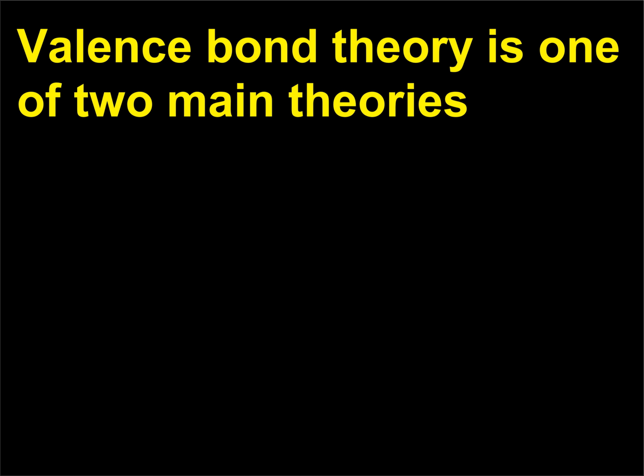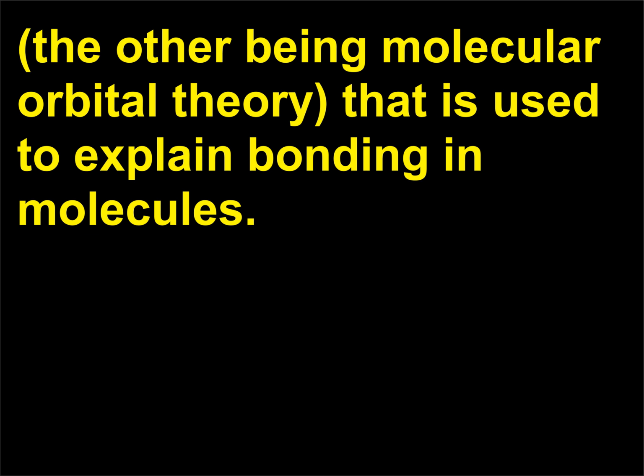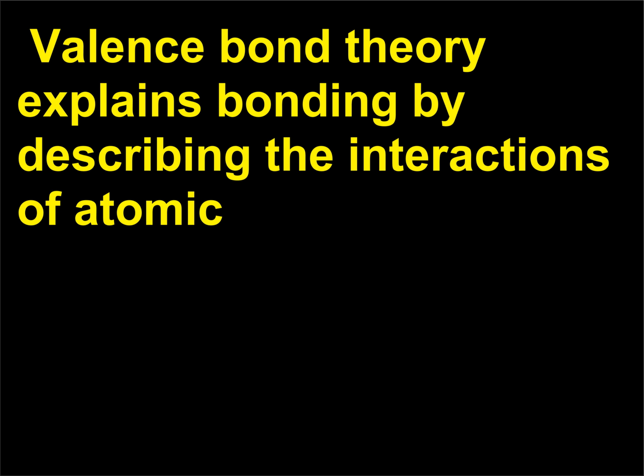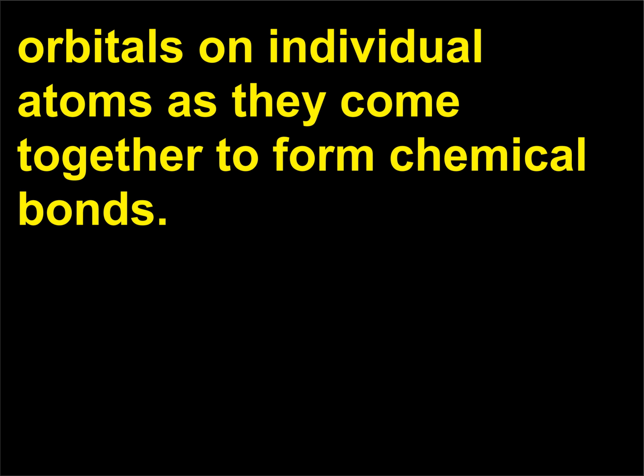Valence bond theory is one of two main theories, the other being molecular orbital theory, that is used to explain bonding in molecules. Valence bond theory explains bonding by describing the interactions of atomic orbitals on individual atoms as they come together to form chemical bonds.